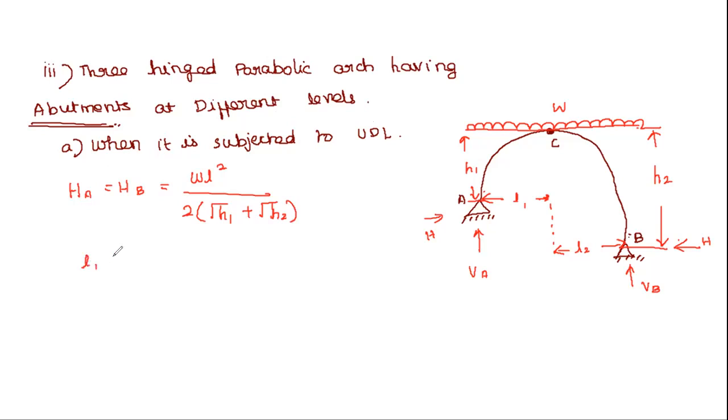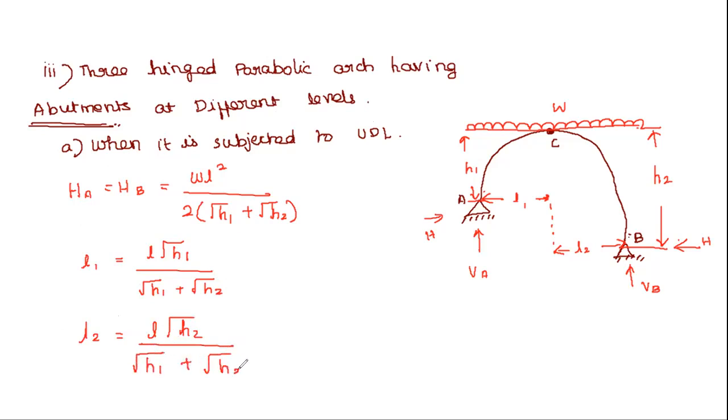So the formula for L1 is equal to L into root of H1 divided by root of H1 plus root of H2. Similarly, L2 is equal to L into root of H2 divided by root of H1 plus root of H2. So for finding L1, we multiply root H1 with L divided by root of H1 plus root of H2. And for finding L2, we replace this H1 with H2. And same, the bending moment about the crown will be equal to 0.